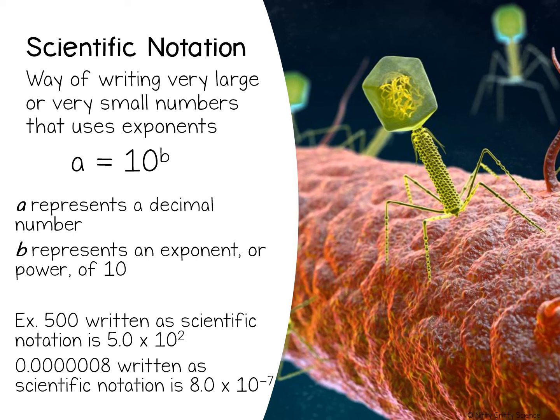So numbers are written in this formula: A times 10 to the B. A is going to represent a decimal number, and the letter B stands for an exponent or power of 10. So for example, the number 500 is written in scientific notation as 5.0 times 10 to the second, right? It's going to move that decimal point. Or in the case of the virus, 0.00000008 is written as 8 times 10 to the negative 8.